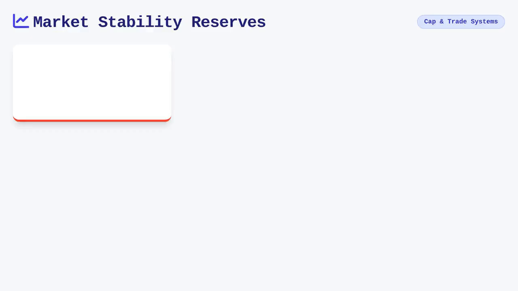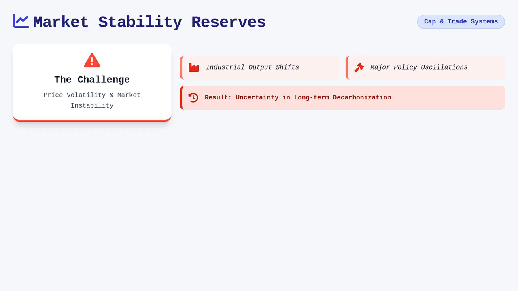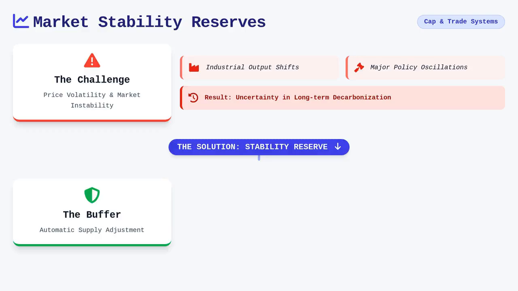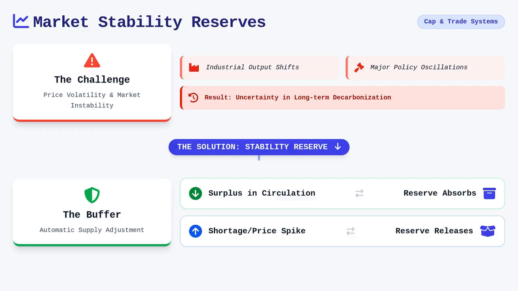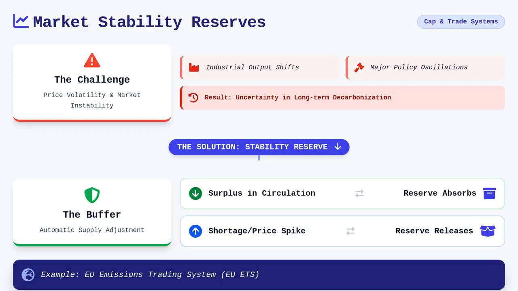Market stability and price volatility are persistent challenges within cap and trade systems, necessitating the implementation of mechanisms like market stability reserves. Because these markets are sensitive to exogenous shocks, such as sudden shifts in industrial output or major policy oscillations, the price of permits can fluctuate wildly, leading to uncertainty for long-term corporate decarbonization planning. A market stability reserve acts as a buffer by automatically absorbing or releasing allowances based on predefined quantities in circulation, thereby preventing price crashes or extreme spikes.